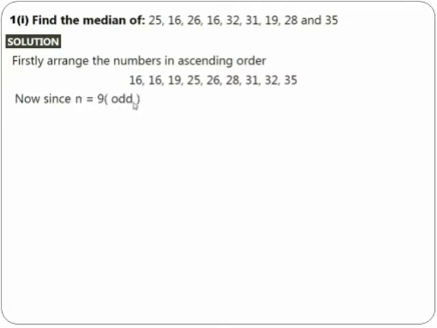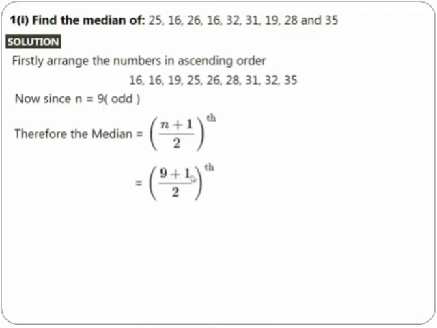Which is odd, right? Now in the earlier formula you saw that if n is odd, then your median will be the (n plus 1) by 2th term. What is n? n is 9, so just put the value of n. 9 plus 1 is 10. 10 by 2 is how much? 10 by 2 is 5. So that means in this ascending series, the fifth term will be your median.